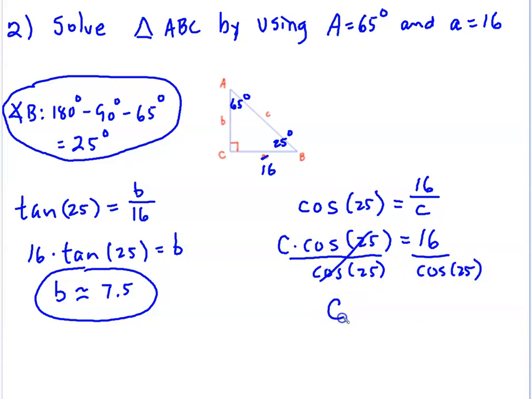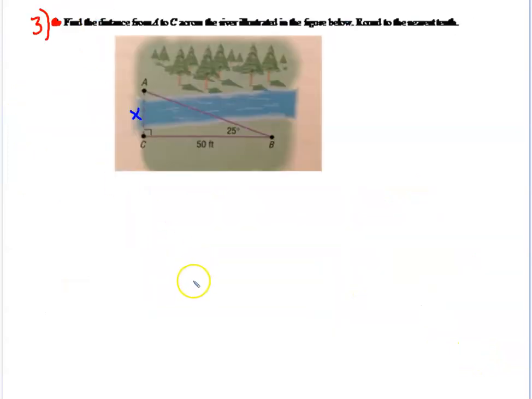So that's going to cancel these. So C is going to be approximately, just go to your calculator and do 16 divided by cosine 25 degrees. And that's 17.65, so rounded, we'll say it's 17.7. Okay, and that's our answer for number 2.